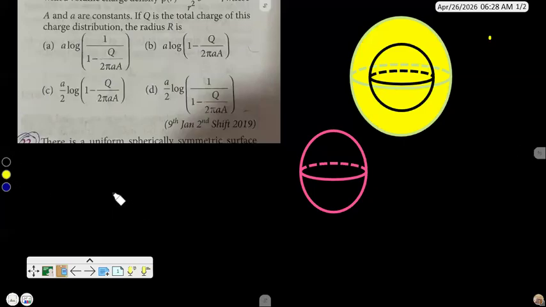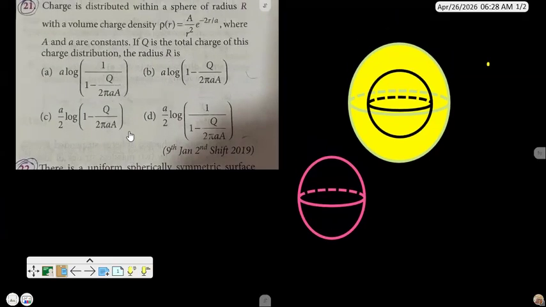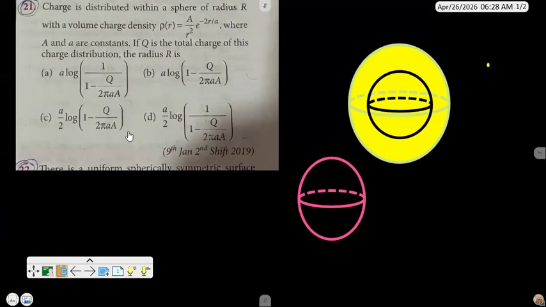Let us do this question. It says, charge is distributed within a sphere of radius capital R with a volume charge density rho of r equals A by r square into e to the power of minus 2r by a, where capital A and small a are constants. If Q is the total charge of this charge distribution, what is the radius R?